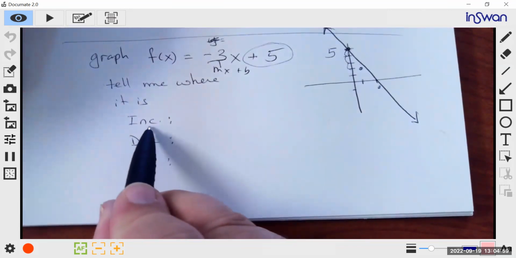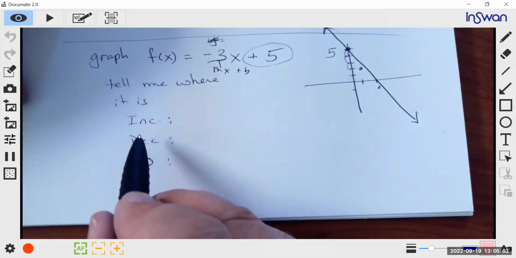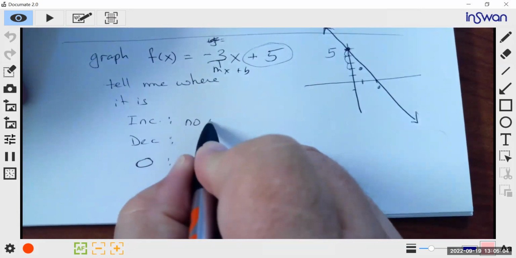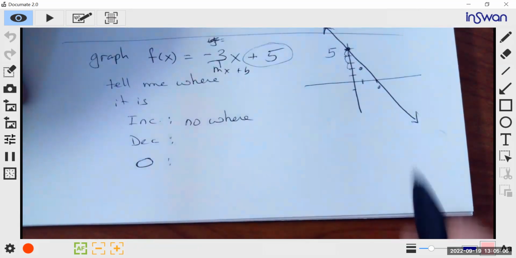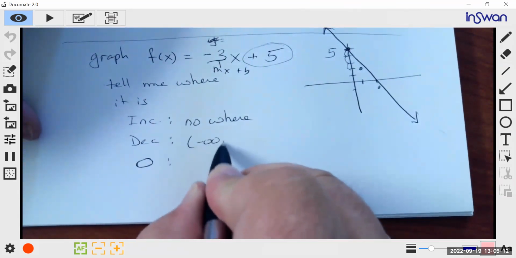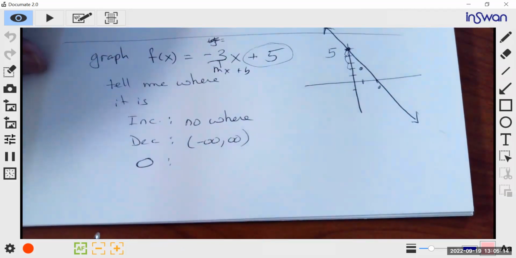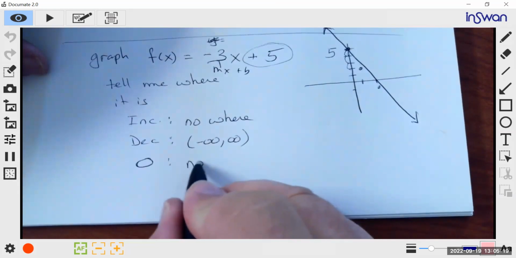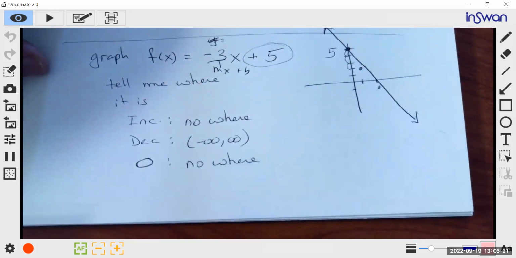So where is it increasing? Nowhere. It's a decreasing graph. Where is it decreasing? From negative infinity to positive infinity. Where is it 0? Nowhere.